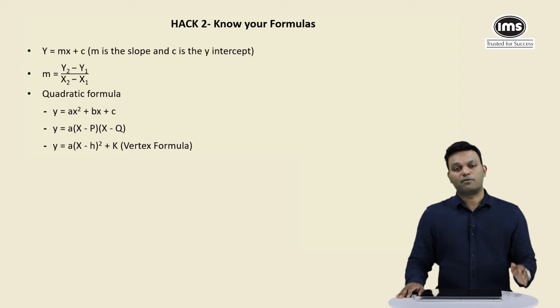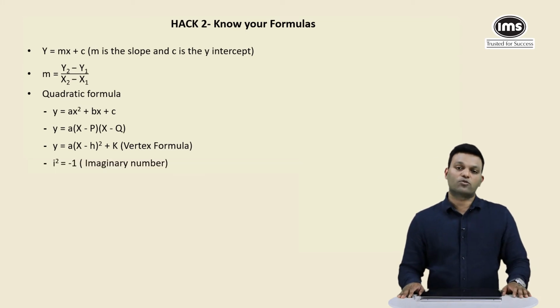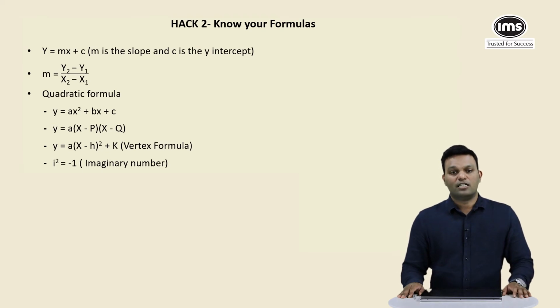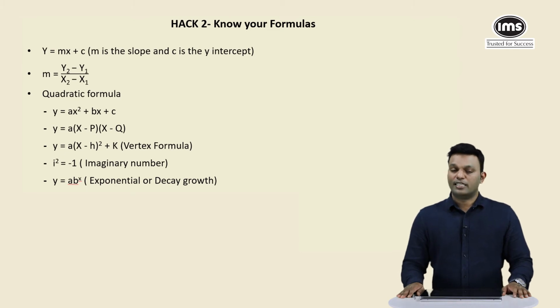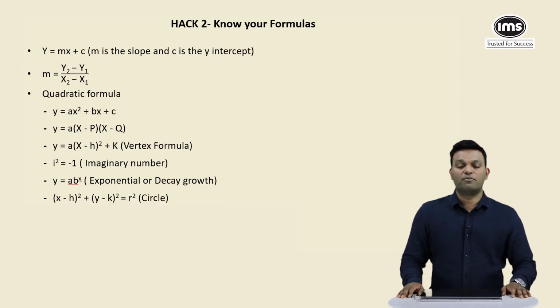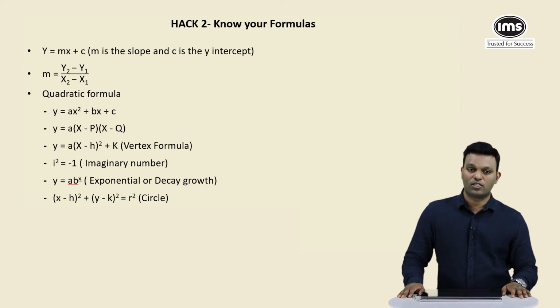Now when it comes to complex numbers, the most important formula that you need to know is i squared is equal to minus 1, where i is equal to root of minus 1. Whenever they ask you any question related to exponential growth or decay, ensure that you use this formula: y equals a b raised to x. In terms of circle, please use this formula: (x minus h) the whole squared plus (y minus k) the whole squared is equal to r squared.